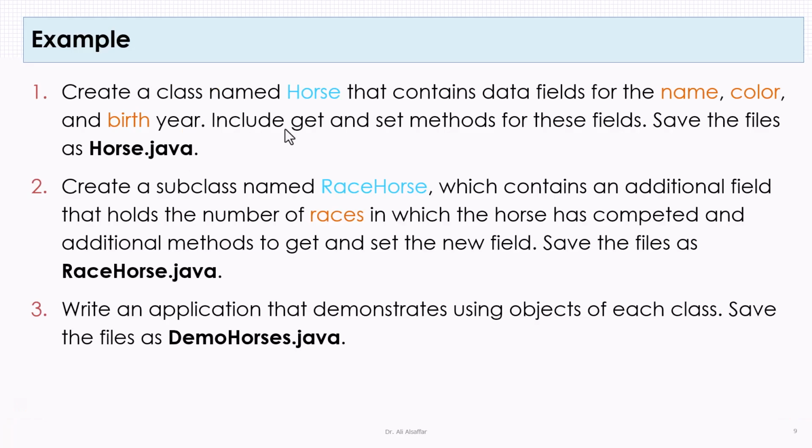After creating the superclass horse in step 1, in step 2, we want to create a subclass named racehorse, which contains an additional field that holds the number of races in which the horse has competed and additional methods to get and set the new field. In simple words, we want to add an additional data field as integer called races, and we will provide its setters and getters. And finally, we will save the file as racehorse. Let us go to JGrasp.